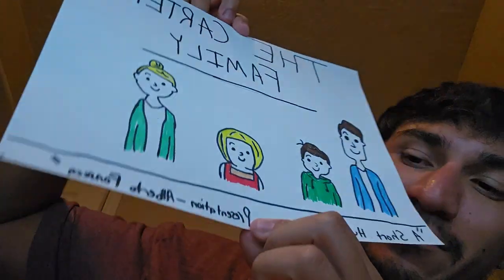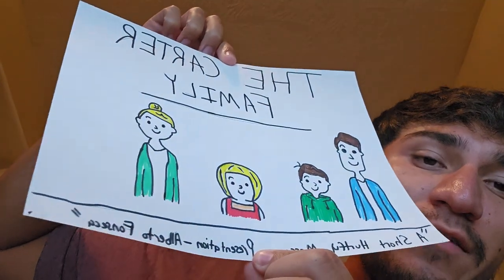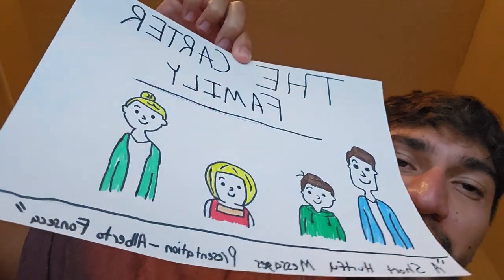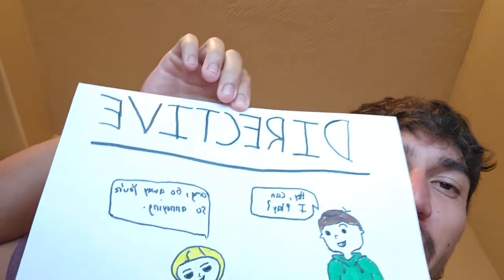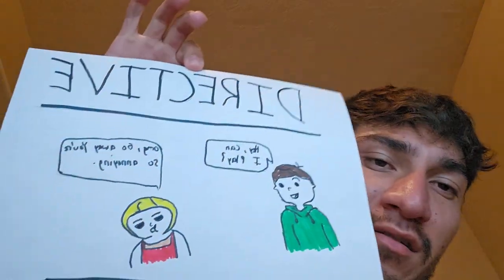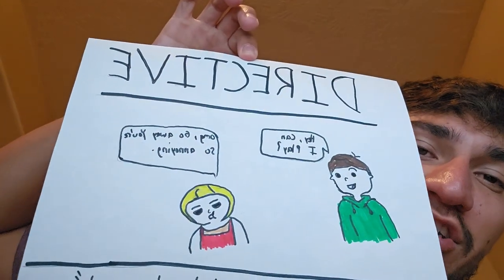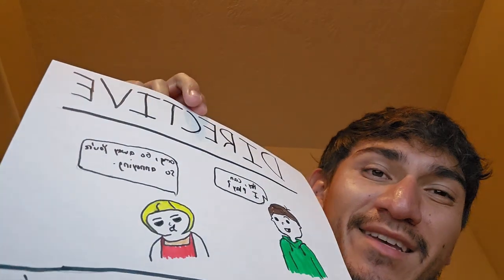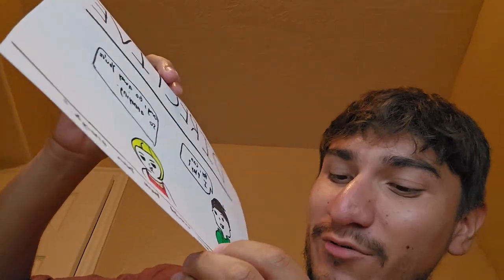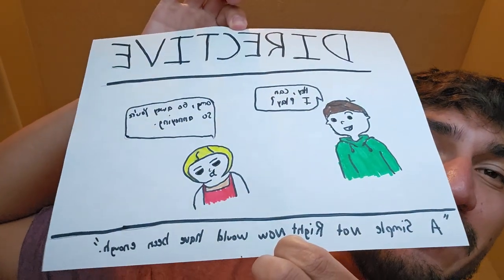So here I came up with a short cartoon called The Carter Family. Right here it says a very short hurtful message presentation. In my first little sketch, I decided to go with directives, which are basically a command or telling someone to do something. Here the son is trying to play with the daughter, and he's asking her if he can play, and she just says, "Go away, you're annoying." A better way to put that would be a simple "not right now." That would have been enough, maybe not making the kid feel so bad and think that she just doesn't want to play with him.